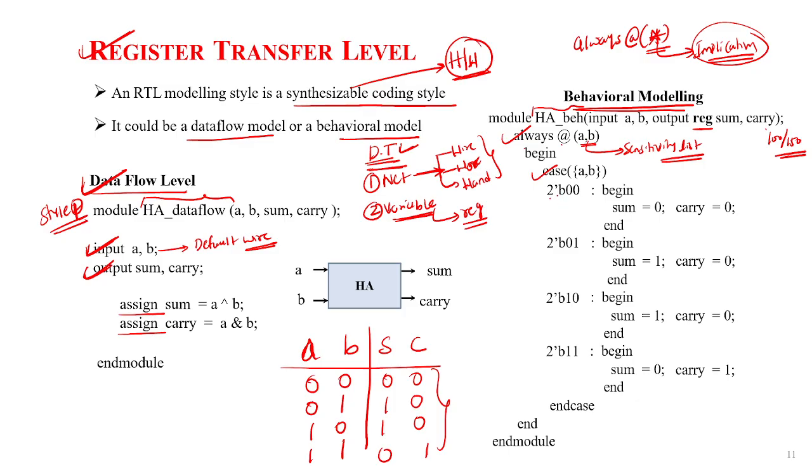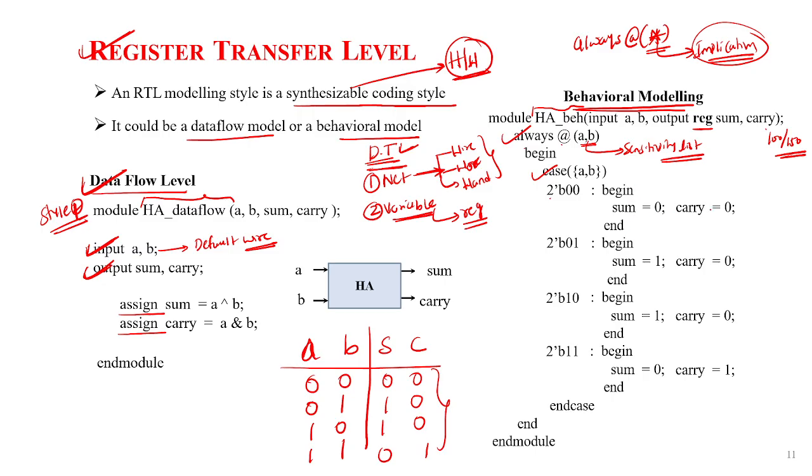So we have already seen the number systems: binary, octal, hexadecimal, and decimal. So 2'b00, okay, if it is 2'b00, then begin. If there are multiple statements, you need to write them between begin and end. Since more than two statements are there, that's why I am writing between the begin and end.